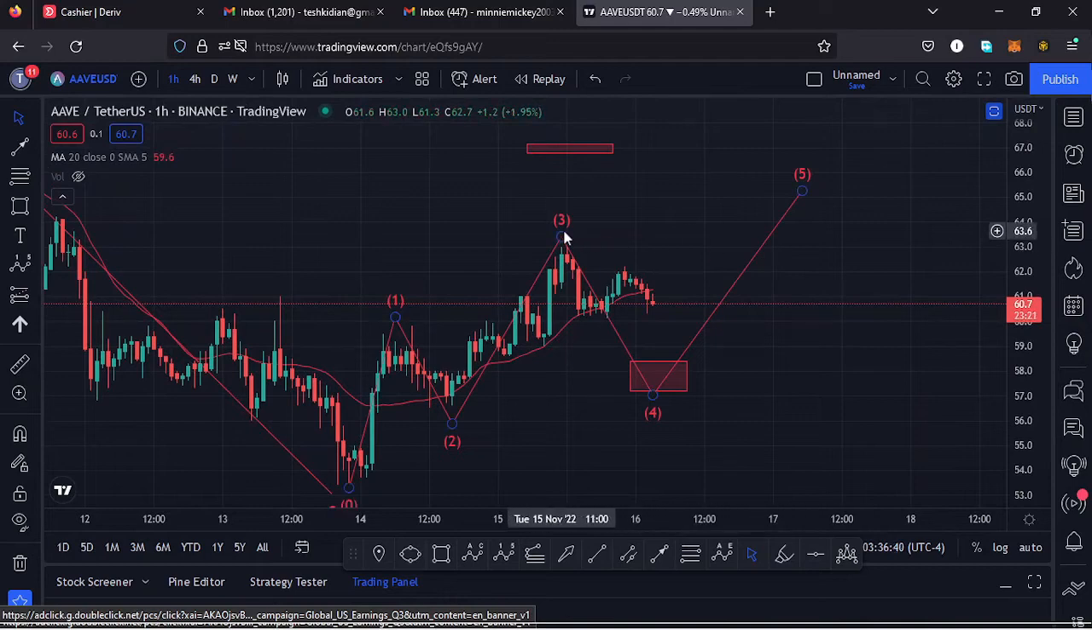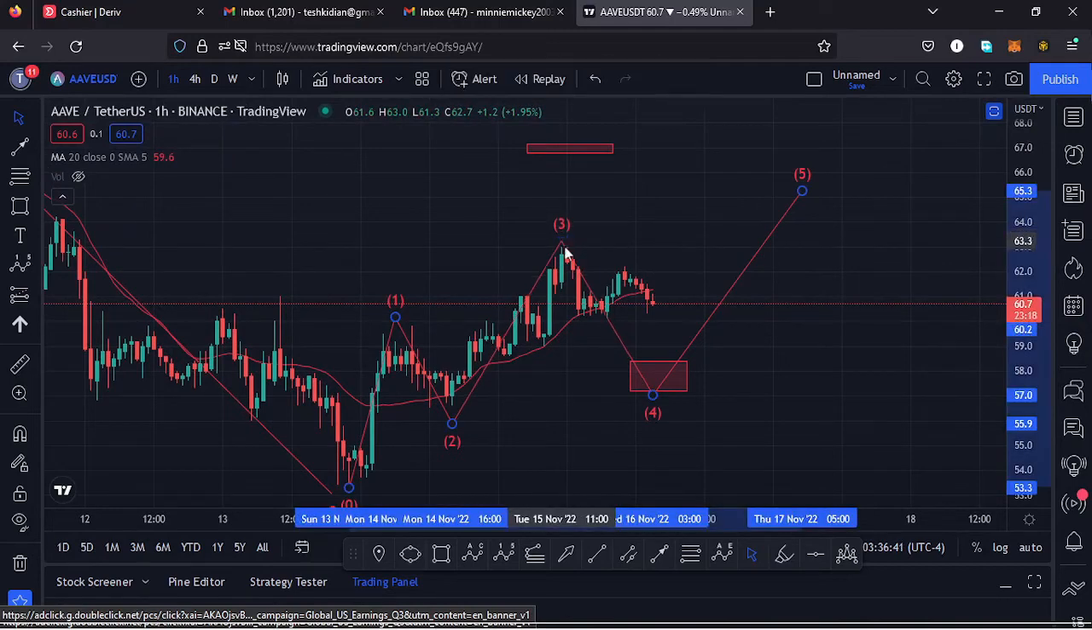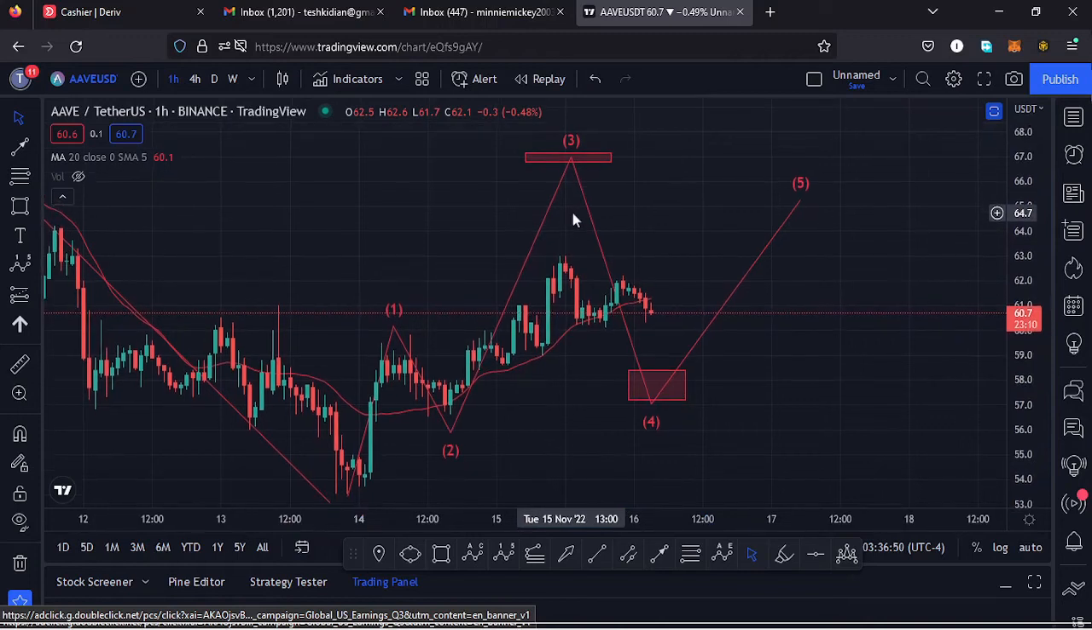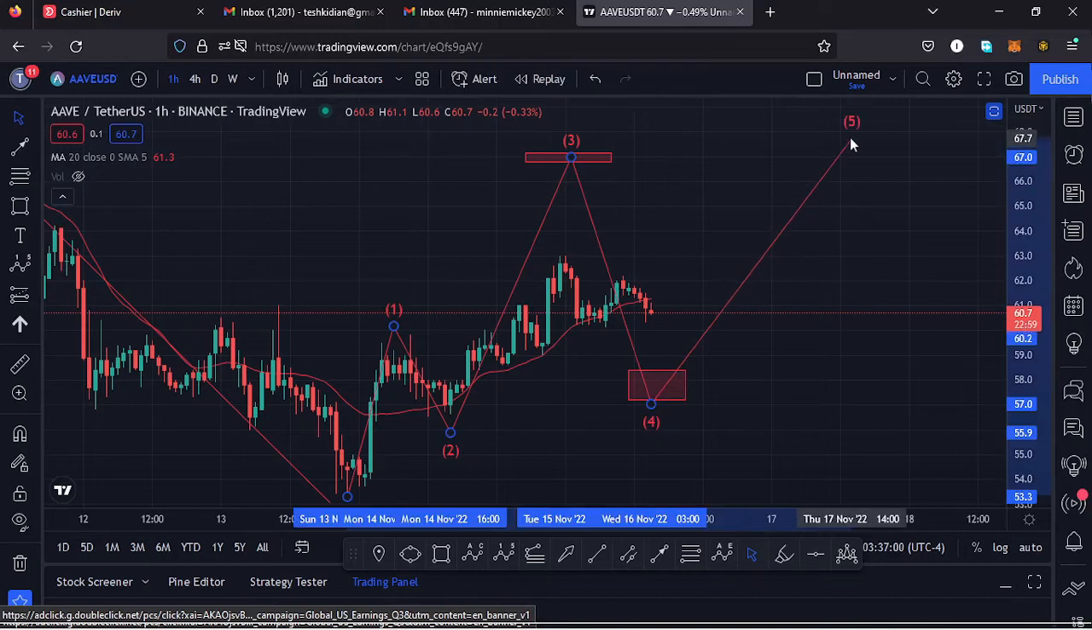The other possibility is that maybe the high is not in at around the $63 mark, and we might continue pushing higher, make it to around the $67 mark, where we have the fib level 1.618, and once we get to that target area, then we can expect a retracement over here in the formation of a wave 4 before we continue pushing higher in the formation of a wave 5. So those are the two possible scenarios that can play out here on the 1 hour chart of the Aave chart.